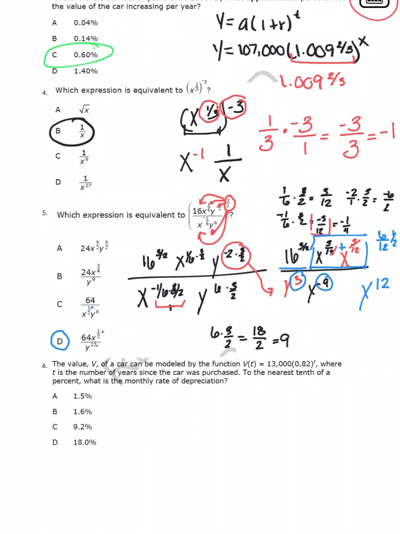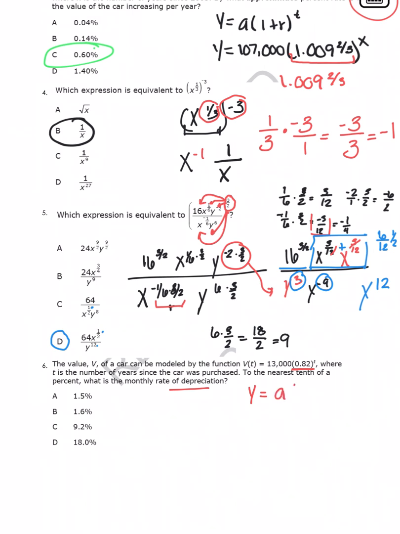Okay, so let's talk about the value of the car, with t being the number of years since it was purchased. To the nearest 0.1%, what is the monthly rate of depreciation? So we know that this car is decreasing because, one, the question said that, and then also this percent right here is less than 1. So when that happens, remember your car is depreciating, or declining exponentially.